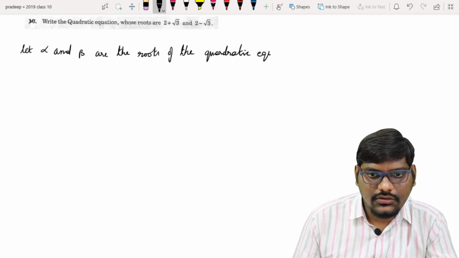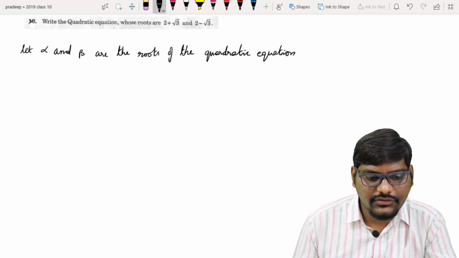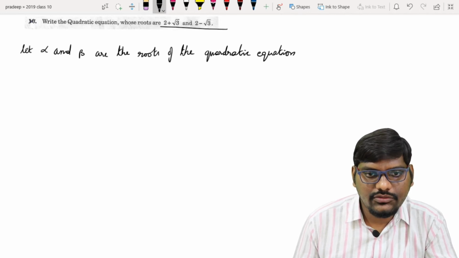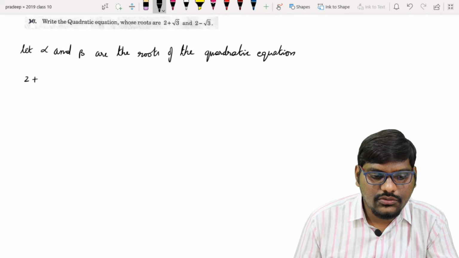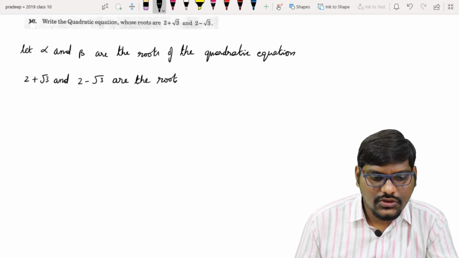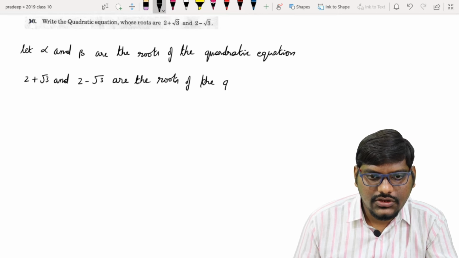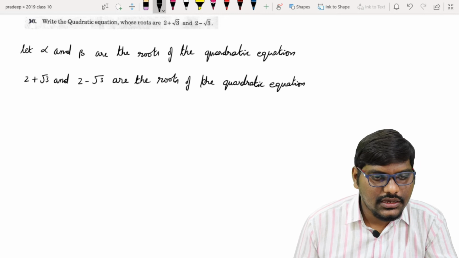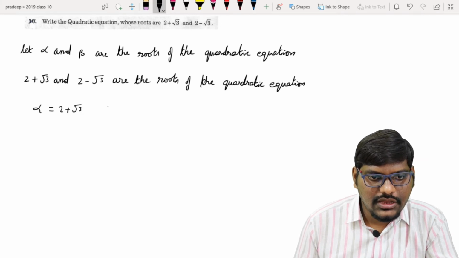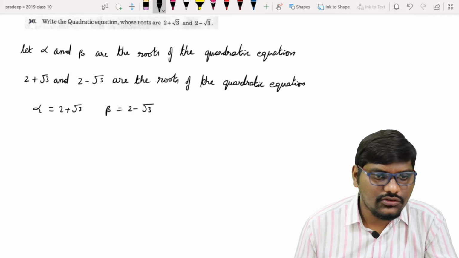Now I can write this in the form of a quadratic equation. First we'll write the given roots: 2 plus root 3 and 2 minus root 3 are the roots of the quadratic equation. So we can write alpha is equal to 2 plus root 3 and beta is 2 minus root 3.